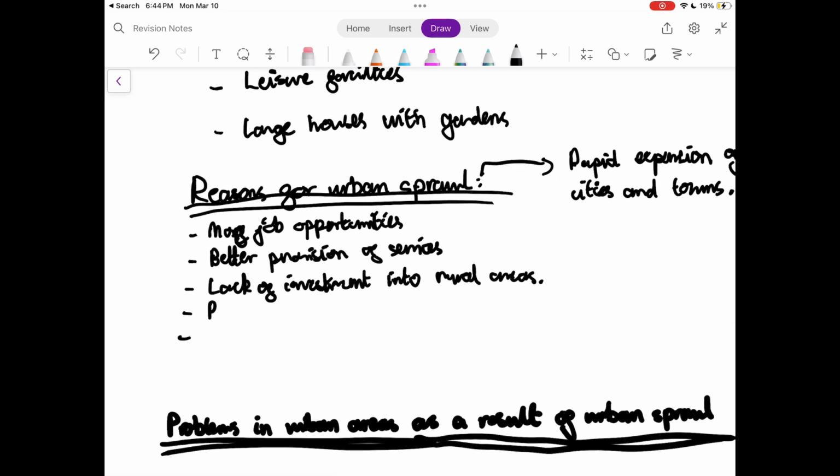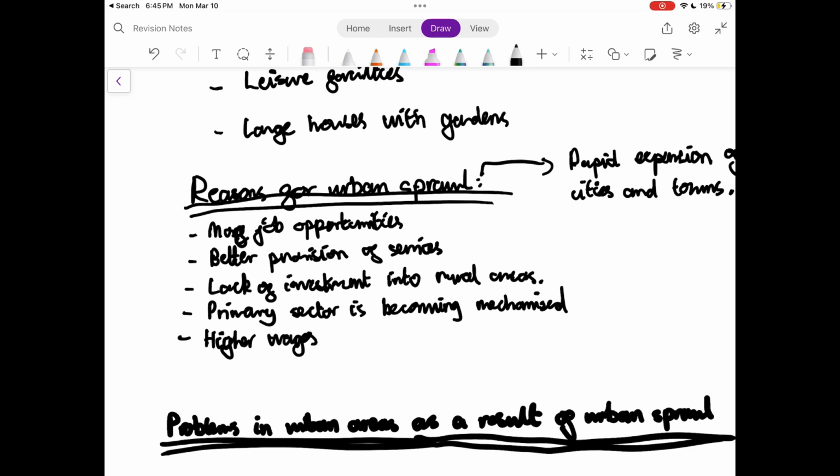And another factor is that the primary sector is becoming mechanized. An example of this would be in agriculture, where tractors and machines are used to plow the fields and to harvest the crops. So that means that people are no longer needed in these fields, and therefore they would likely move to urban areas to look for a job. And finally, there may be higher wages in urban areas, so this will encourage more people to migrate to urban areas.